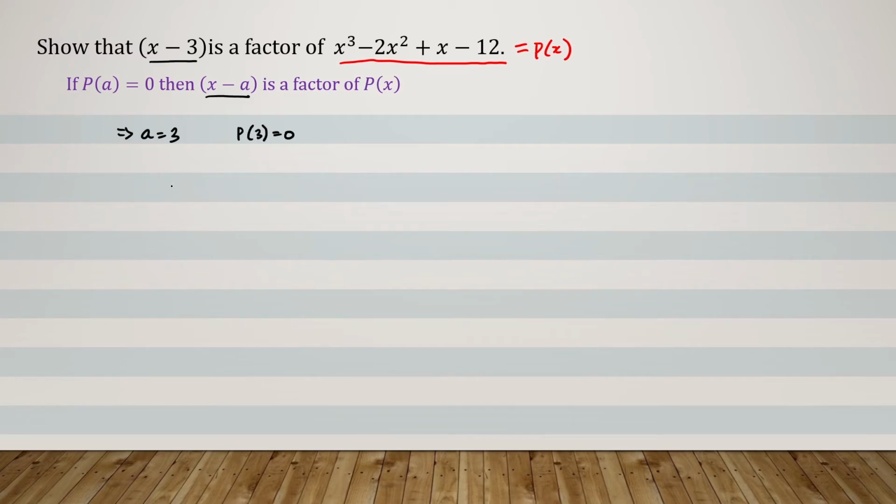So let's do that. We'll substitute 3 into the polynomial. So P(3) equals 3 cubed minus 2 times 3 squared plus 3 minus 12. When we simplify, we'll get 27 minus 18 plus 3 minus 12. And simplifying that further, you can see that we get 0. So we can say that P(3) equals 0.